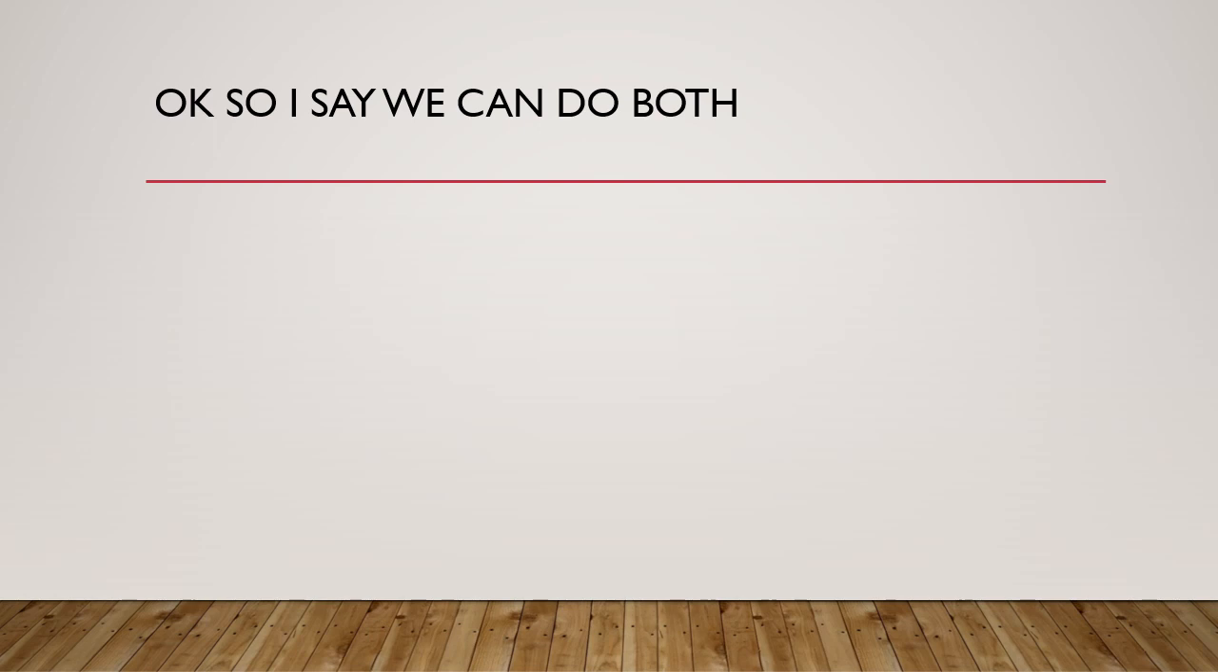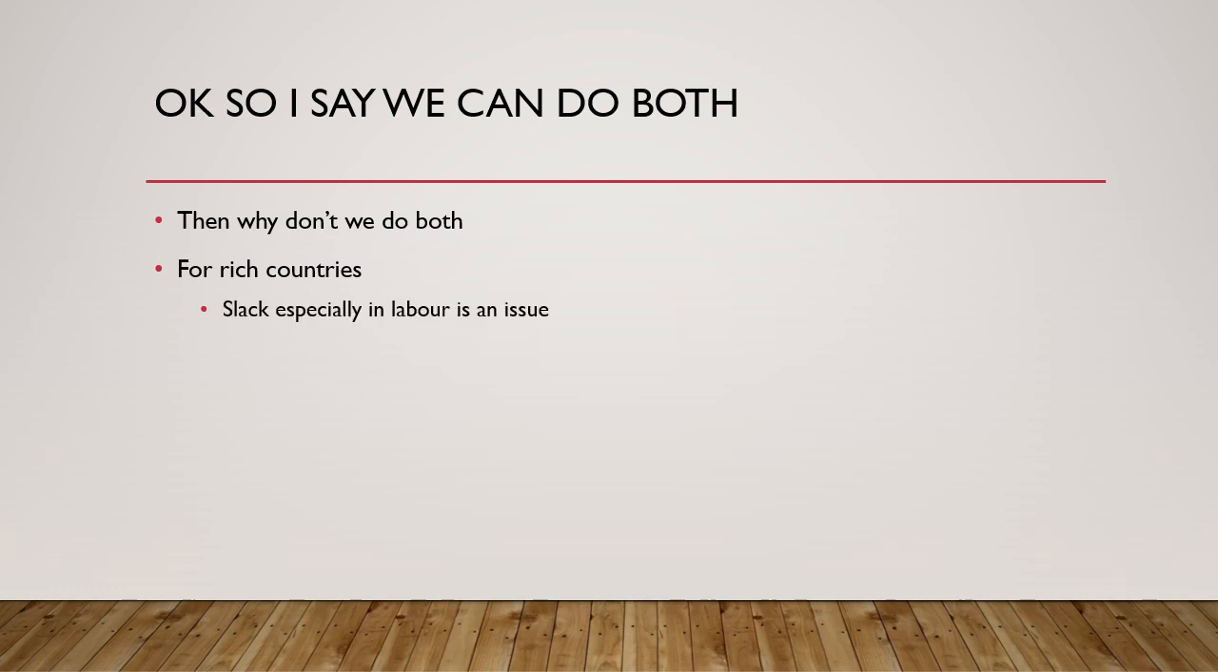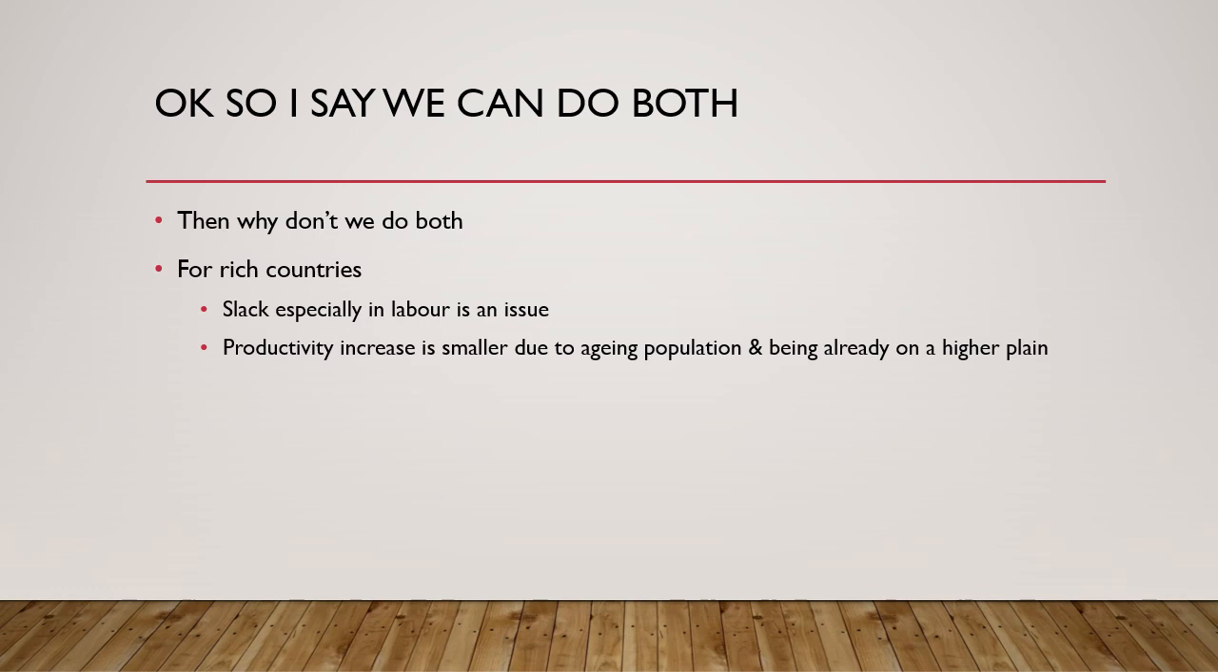So you say, okay, let's say we can do both, but why doesn't the government do both in most cases? Well, there are two states here. For rich countries, many times the slack that is required, especially in labor, is not available. Also, the productivity of labor is not increasing anymore to increase the slack, since the population is aging. Also, labor is already at a high productivity plane compared to developing countries.